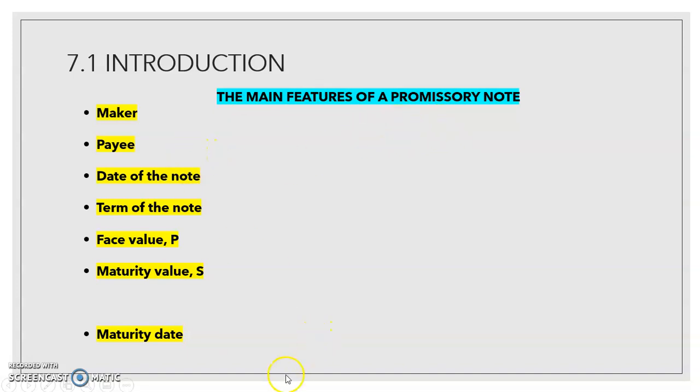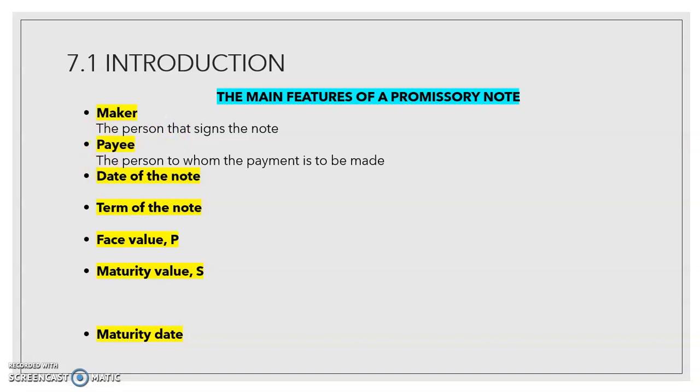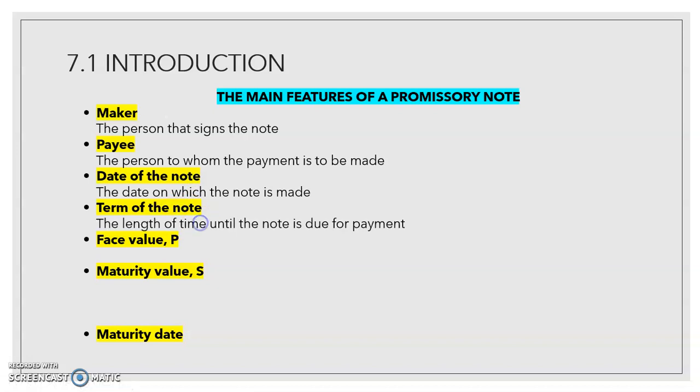Okay, the first one is a maker. What is a maker? A maker is the person that signs the note. Next is a payee. What is a payee? Payee is the person to whom the payment is to be made. Next, the date of the note, the date on which the note is made. The term of the note, the length of time until the note is due for payment.